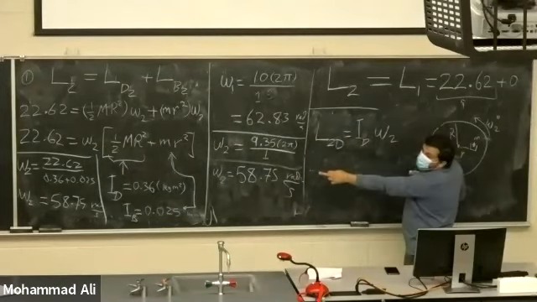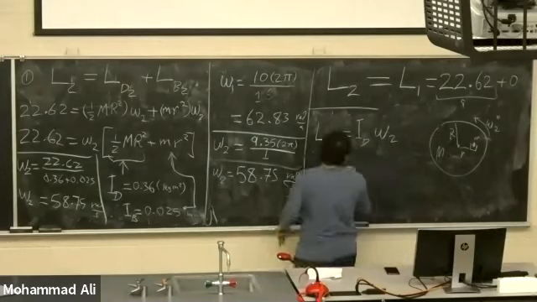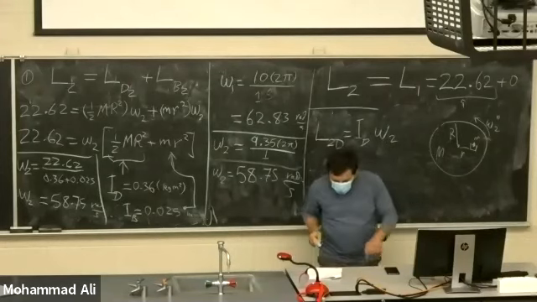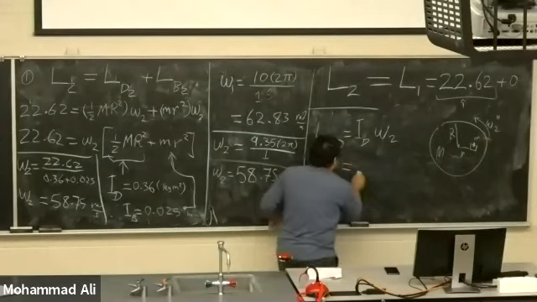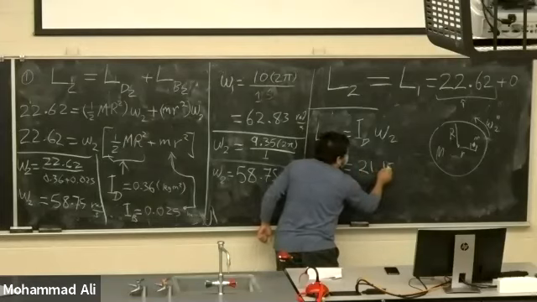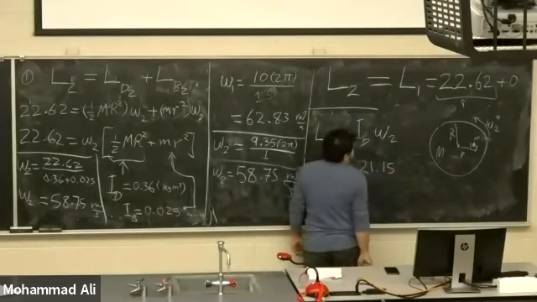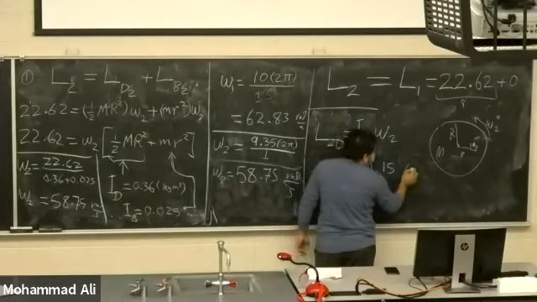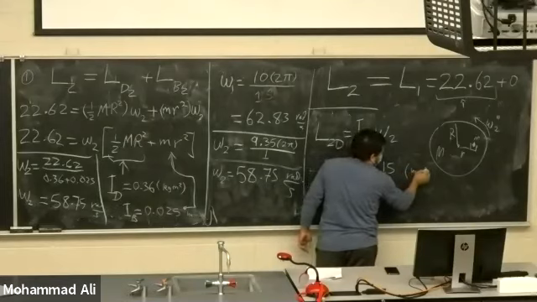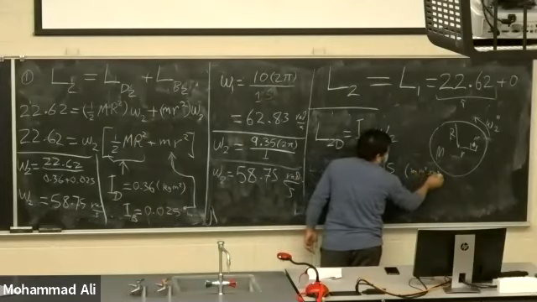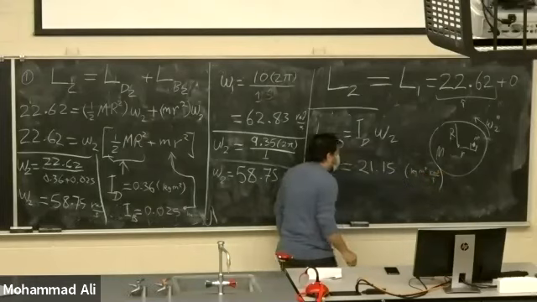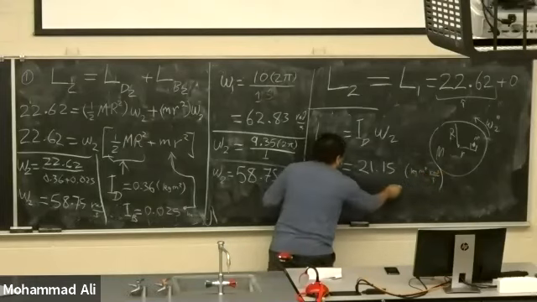I is known, 36%. This will be equal to 21.15 kilogram meter square radian per second. You need to name it something.